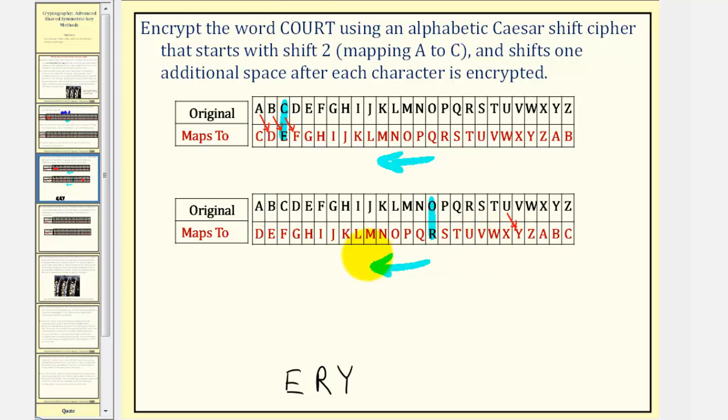We'd shift this 1 more position and then find the mapping for R, which means for R, we'll map this 2 more additional positions to the right, so R would map to W. And then for the final letter T, we would shift this 1 more position, and therefore using this mapping, T would actually map 3 more positions to the right, so T would actually map to Z. This would be the encryption for the word court.